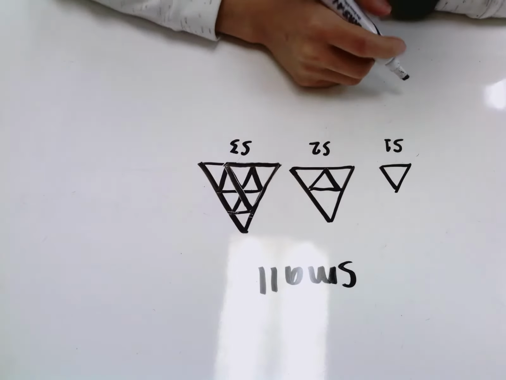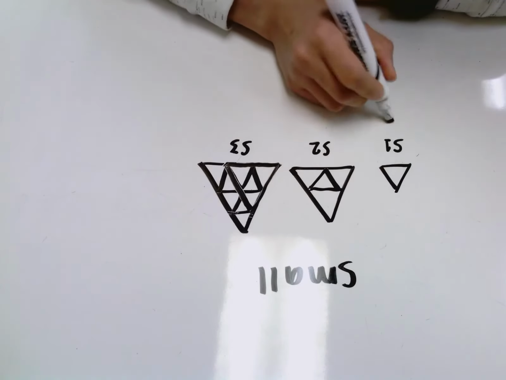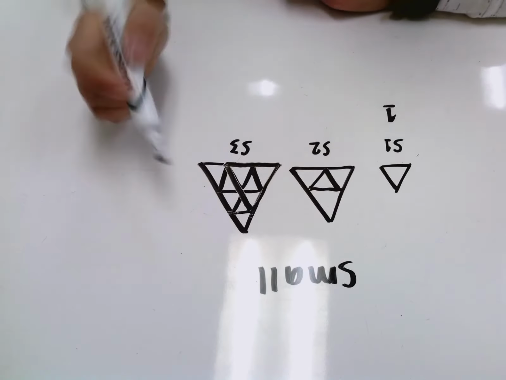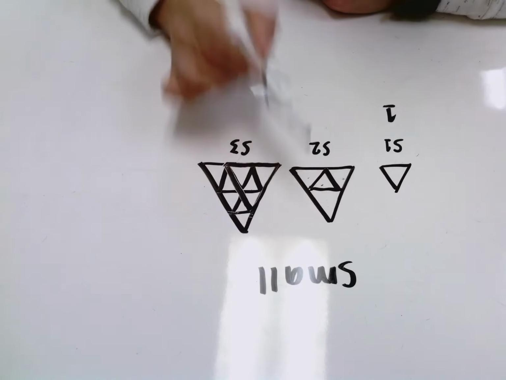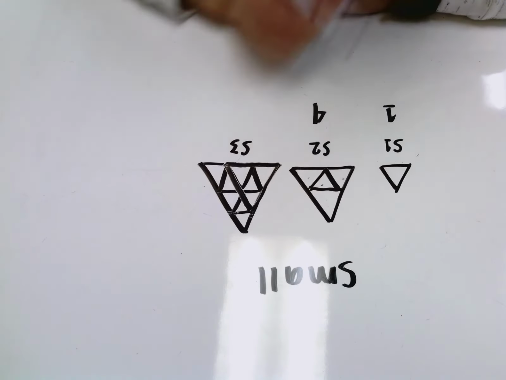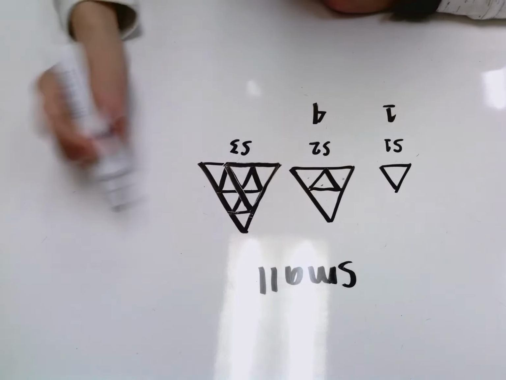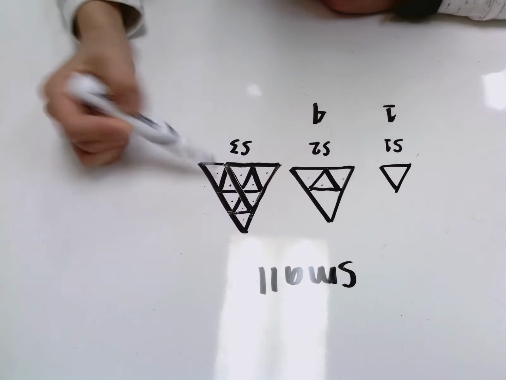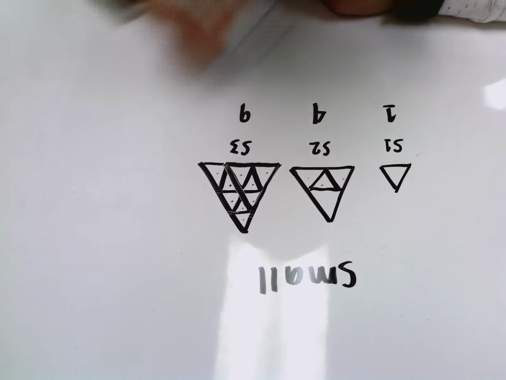Stage 1, so clearly you only have one triangle here, a small triangle. Now in stage 2, you have 1, 2, 3, 4. You have 4 small triangles here. For stage 3, you have 1, 2, 3, 4, 5, 6, 7, 8, 9. So you have 9 triangles here.